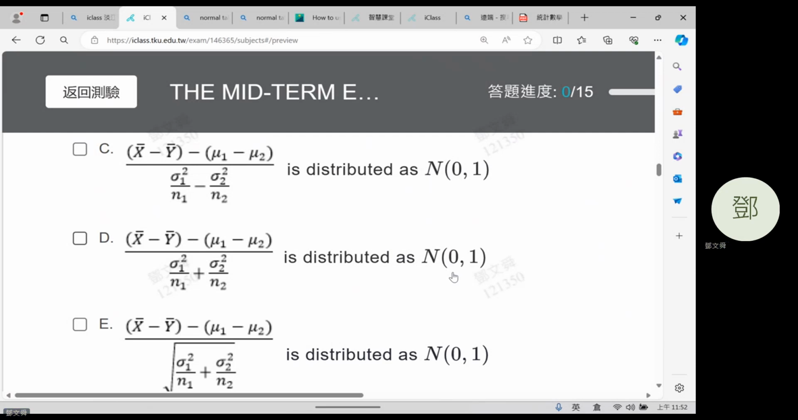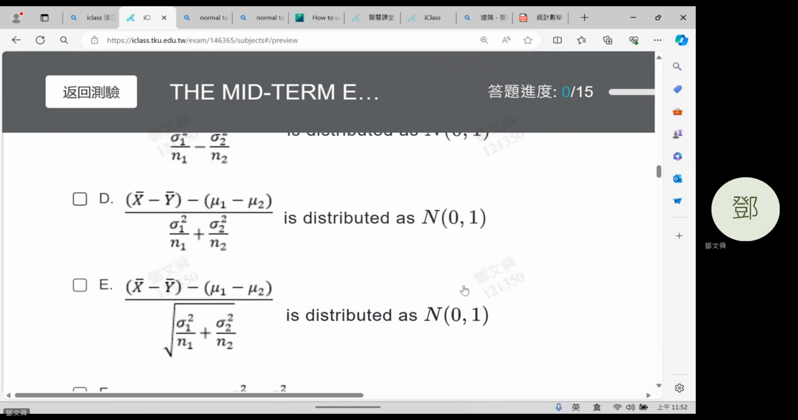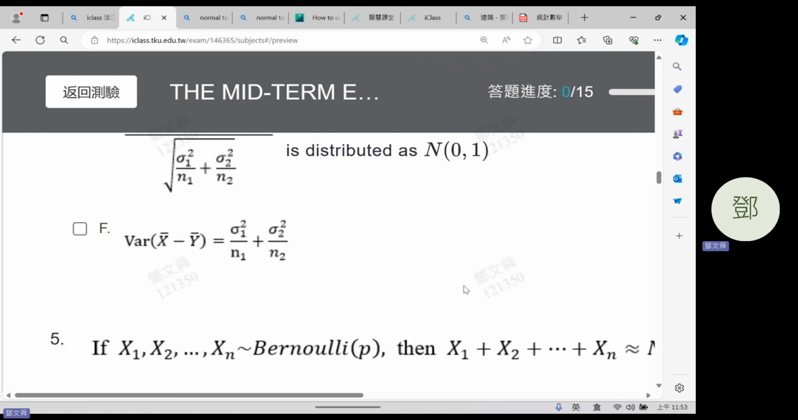Okay, so which one is correct? This one. So this one is correct, right? It is distributed as the standard normal. Don't forget the square root. And it is plus here, not minus. Okay? So E is correct. And which one is also correct? This one, although this is minus, and the symbol here should be plus. Understand? And this is what we need next. Here, what we need next is here.